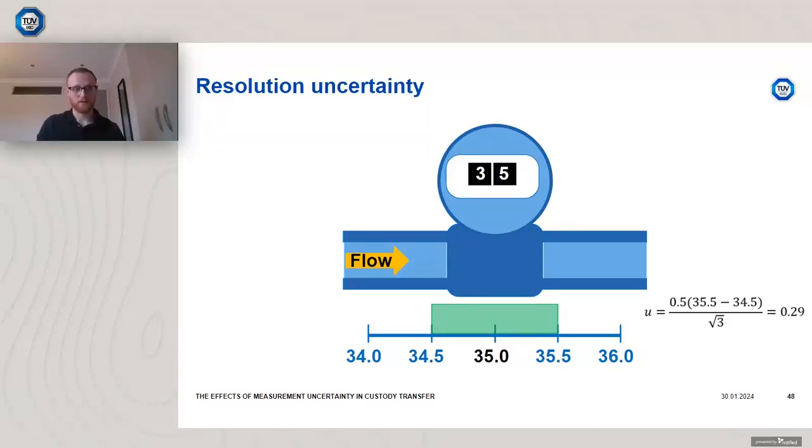To calculate the resolution uncertainty of this device, you would take the difference between the two limits, times it by a half, and divide by root 3. And that gives a standard uncertainty of 0.29.